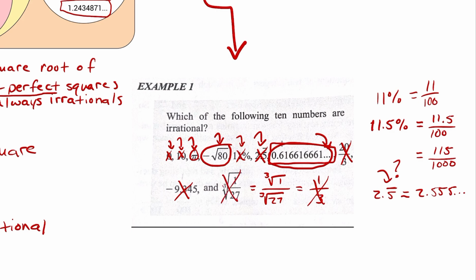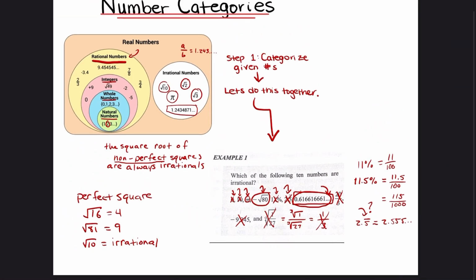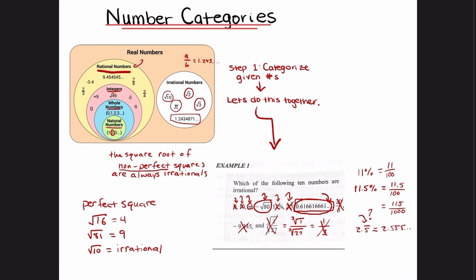So what you see here is that we only came out with 2 of these 10 numbers that are irrational, but it's a really great example because we got to see a lot of different kinds of numbers, and we got to discuss whether or not they are in fact rational or irrational, and why. All right, that's all for this topic.